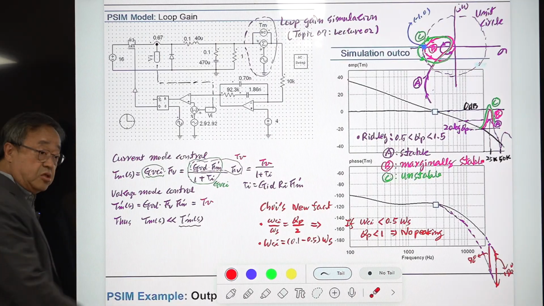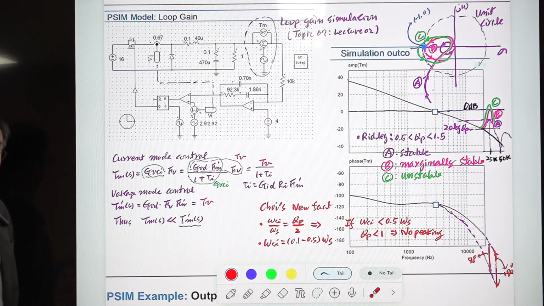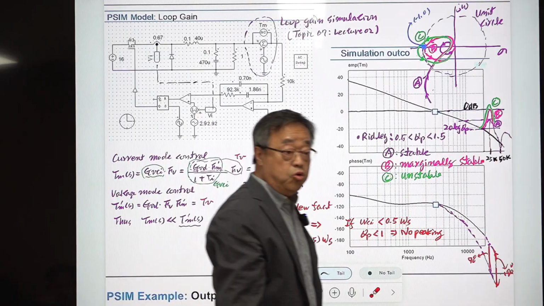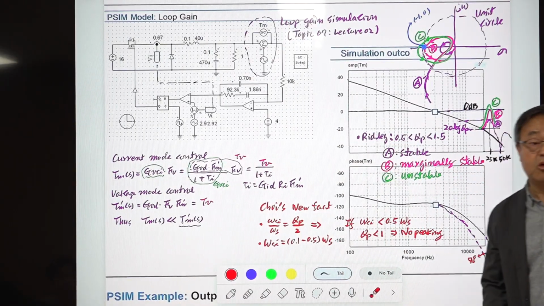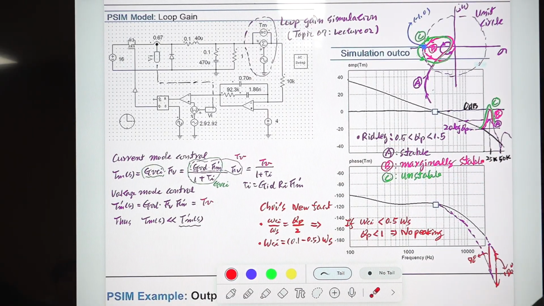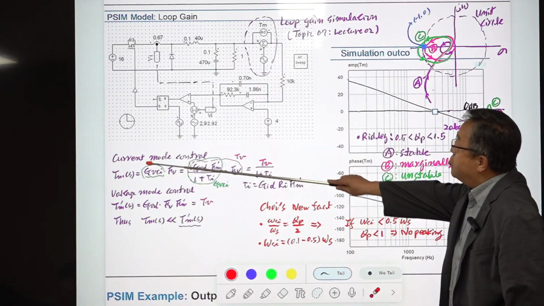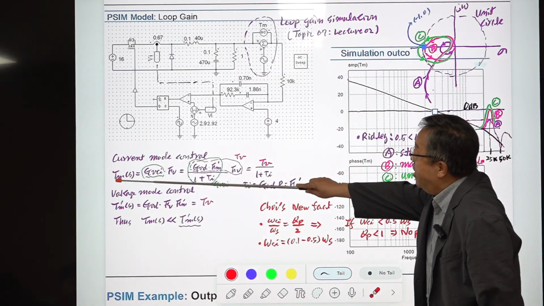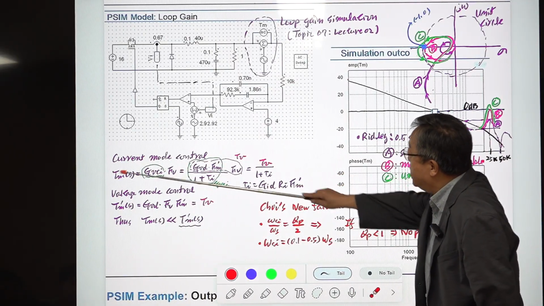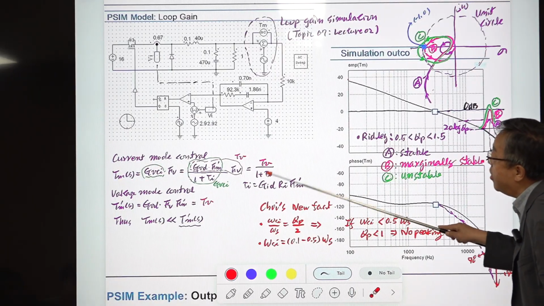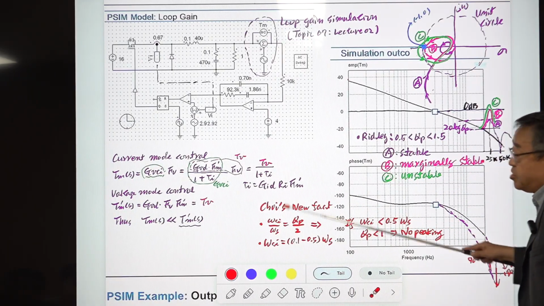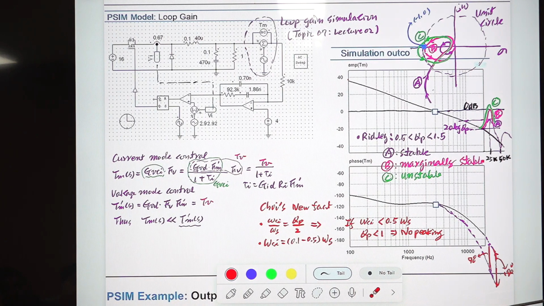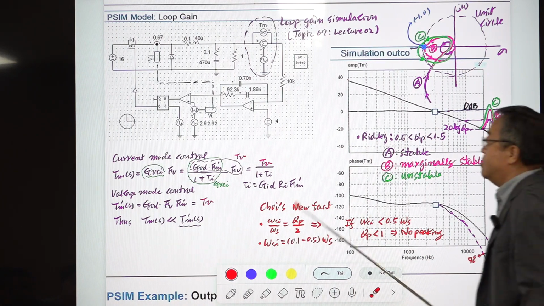Ti is this quantity, the transfer function of the current loop, not the current loop gain. Current loop gain is something different. Okay. So here, for the current mode control, TMS loop gain is TB divided by this one. This one is usually much larger than unity. Okay.